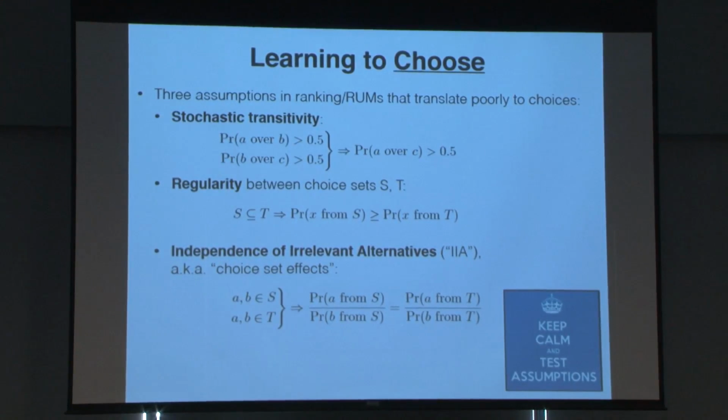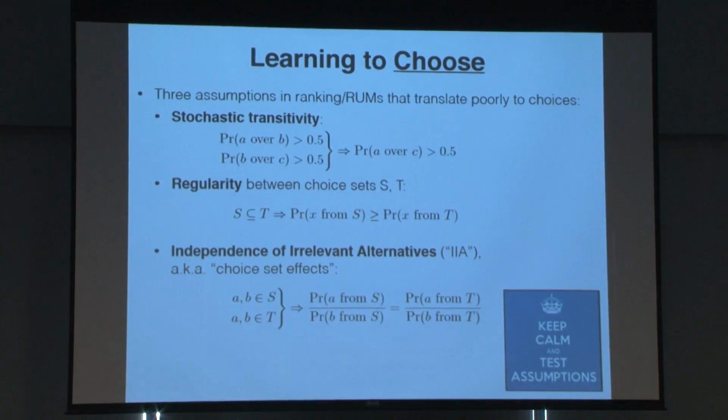You also have properties like regularity, which says that if I add something to a set, the probability of choosing one of the items already in the set shouldn't go up. So I can't increase the probability of choosing something by adding other things to the set. That's the core of this: you're independent of irrelevant alternatives. You can't add irrelevant alternatives and change things. Another way of writing it is the independence of irrelevant alternatives, also known as the choice set effect, which says that the probability of choosing A from S relative to B from S is unchanged. This is one way to write the independence of irrelevant alternatives.